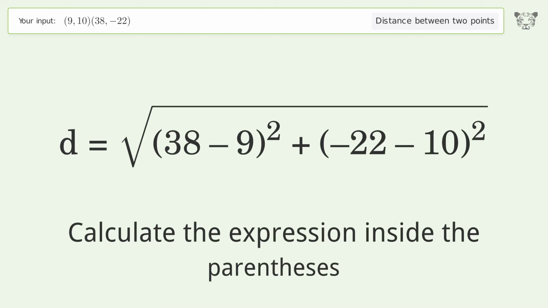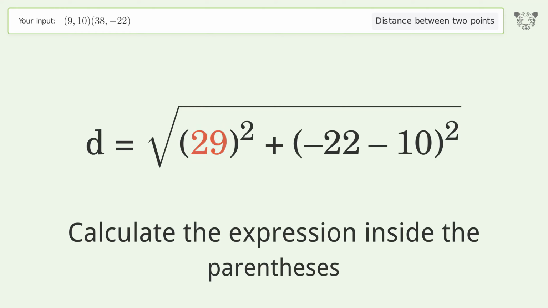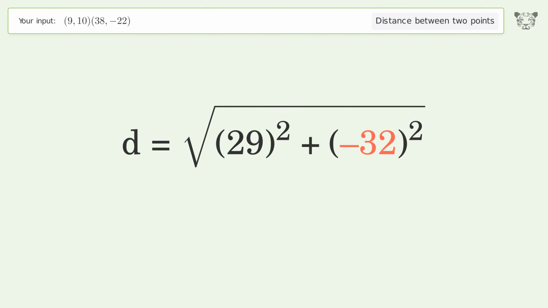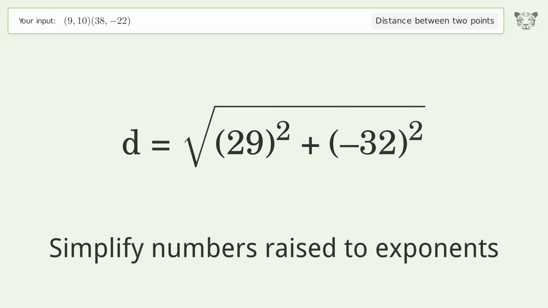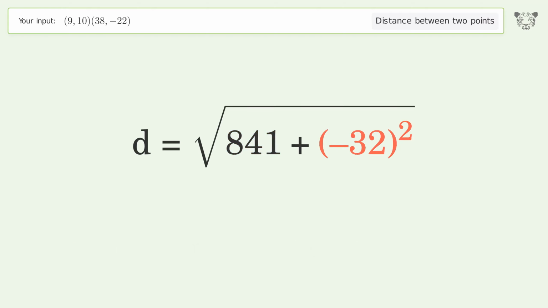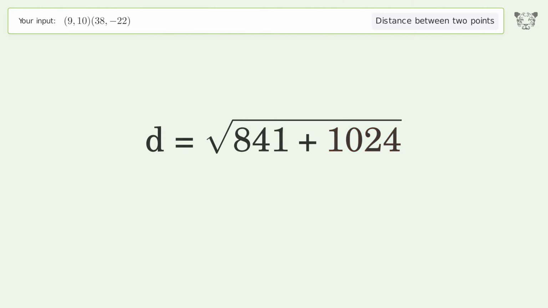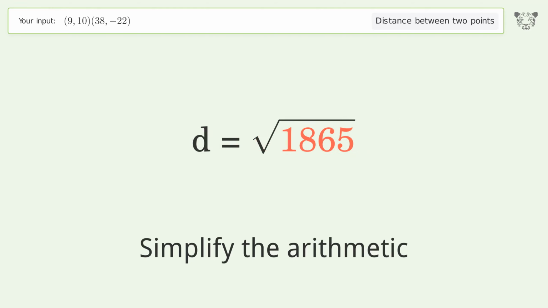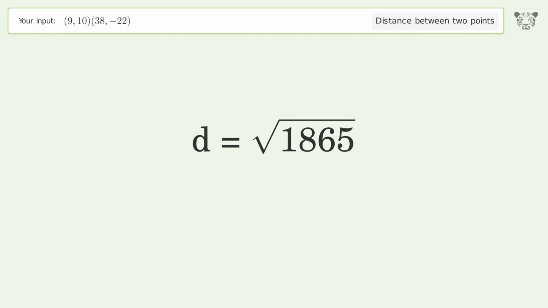Calculate the expression inside the parentheses. Simplify numbers raised to exponents. Simplify the arithmetic. And so the distance between the 2 points is the square root of 1865, or 43.186.